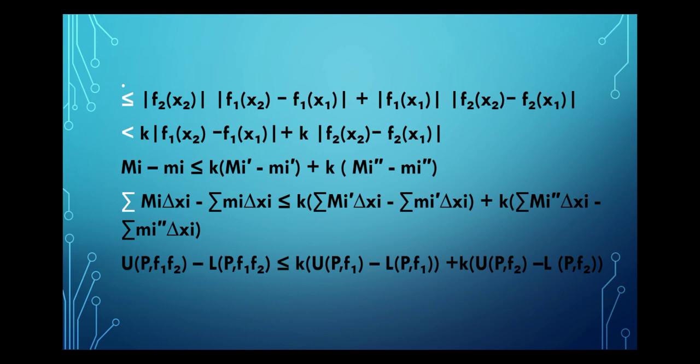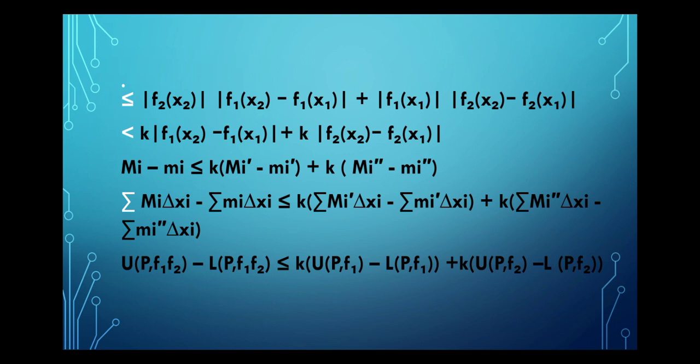≤ |f2(x2)||f1(x2) − f1(x1)| + |f1(x1)||f2(x2) − f2(x1)| ≤ k|f1(x2) − f1(x1)| + k|f2(x2) − f2(x1)|. Mi − mi ≤ k(Mi' − mi') + k(Mi'' − mi'').